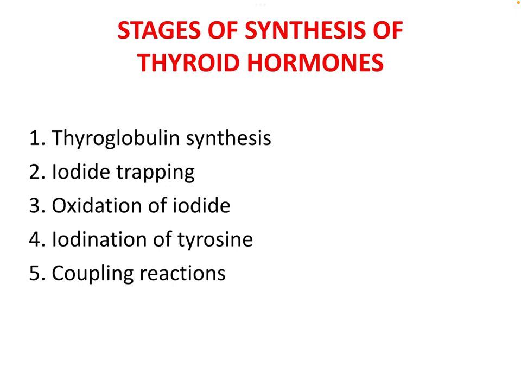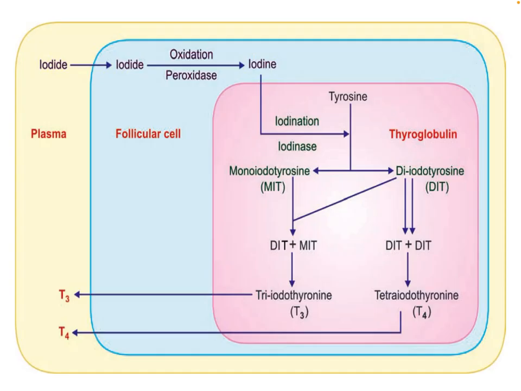Next is about synthesis of thyroid hormone, which includes 5 steps. The first stage is thyroglobulin synthesis. Second stage is iodide trapping. Third step is oxidation of iodine. Fourth step is iodination of tyrosine. And the last step is coupling reactions. This diagram shows the synthesis of thyroid hormone.